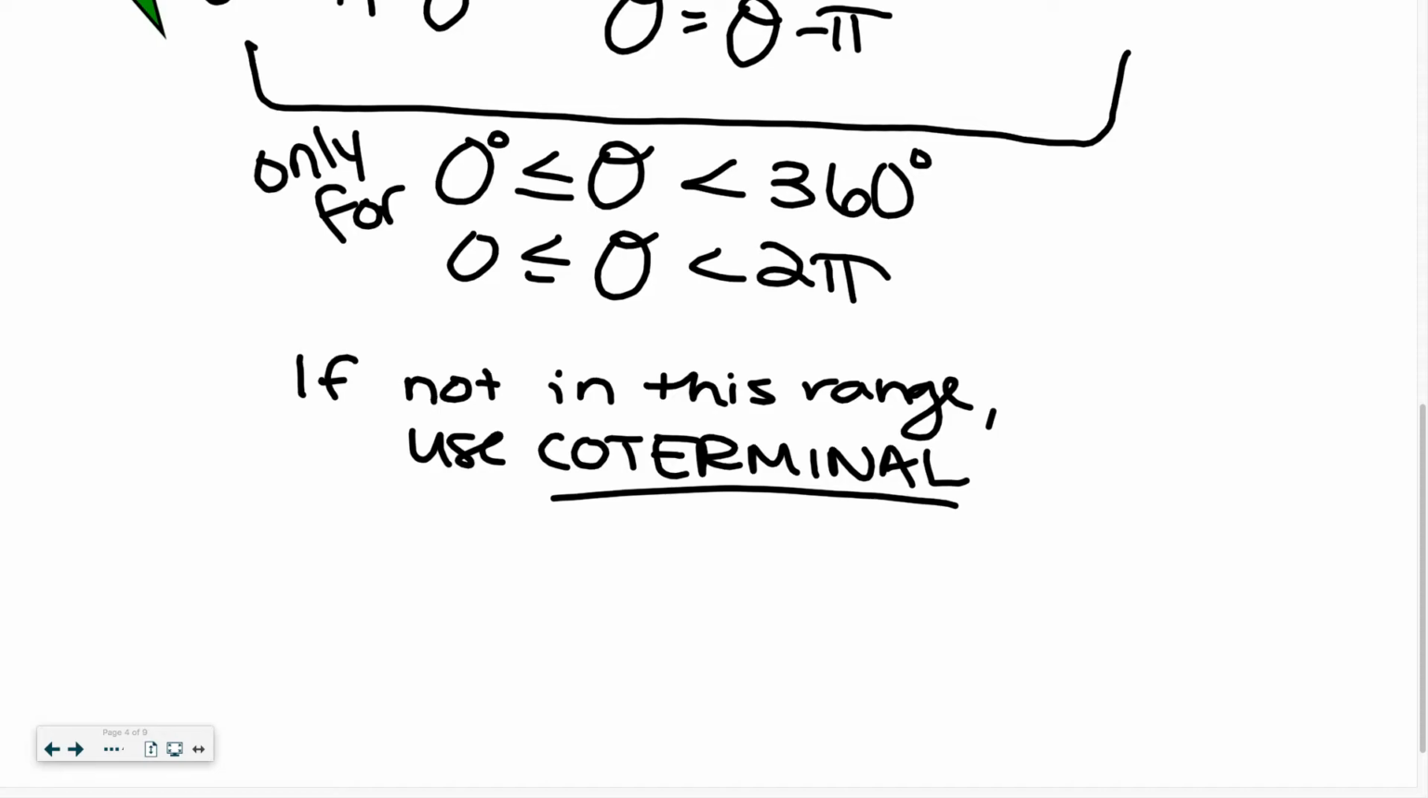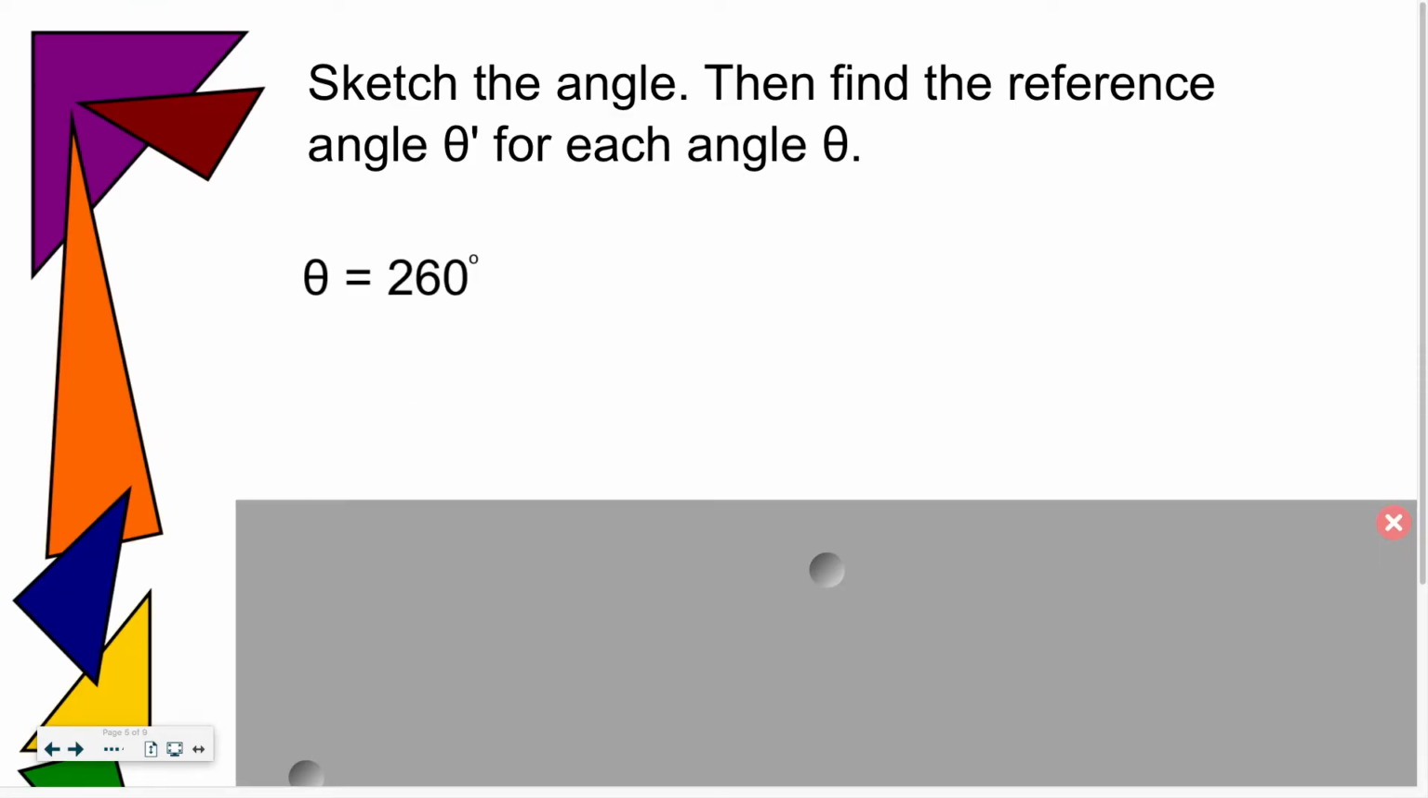So I'll do some examples. We'll start with some easy ones. Okay, 260. Theta equals 260 degrees. Here's what you're going to do on the homework. Sketch it. Find its reference angle.